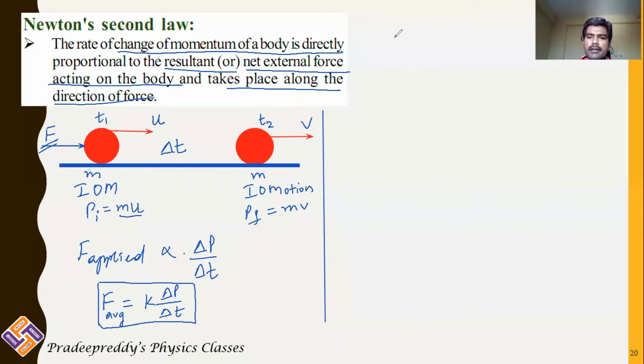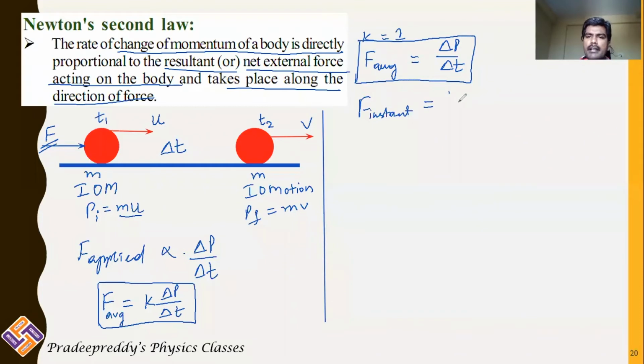Experimentally it is found k will be equal to 1. Generally in almost all the cases k will be equal to 1. Therefore you can write F average is equal to delta P divided by delta T, and instantaneous force can be written as limit delta T tending to 0 of delta P divided by delta T, which is equal to dP divided by dt.